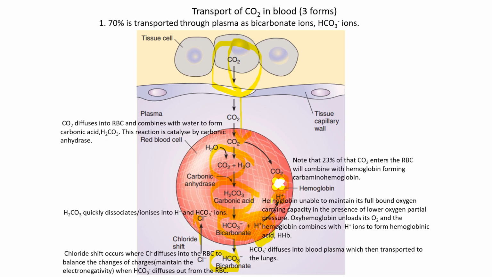Now take note that apart from the 70% of carbon dioxide transported in blood as bicarbonate ions, there are 23% of carbon dioxide that enters the red blood cell that will directly combine with the hemoglobin to form carbaminohemoglobin. So this is the first and third means of transportation of carbon dioxide in blood.